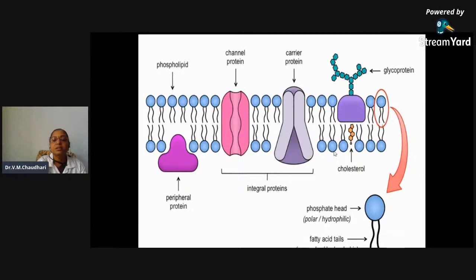Okay, this is the lipid structure present in the membrane. The lipid structure is made up of a phosphate head group.